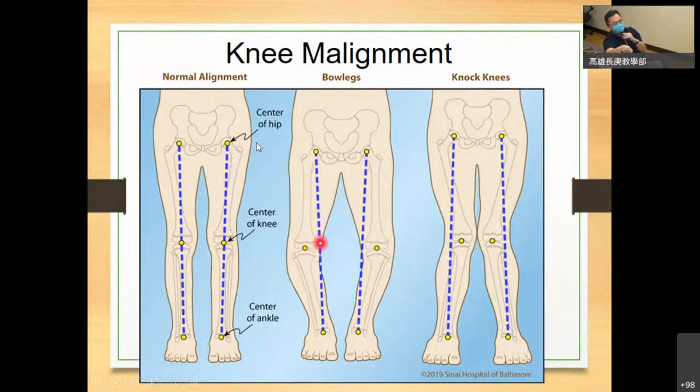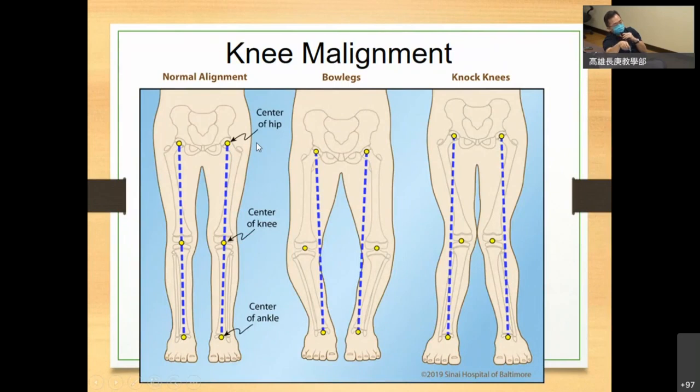If the knee joint is not in the line of a good knee alignment, it may be lateral to the line or medial to the line. If the knee joint is lateral to the knee alignment line, we say this is bowlegs.